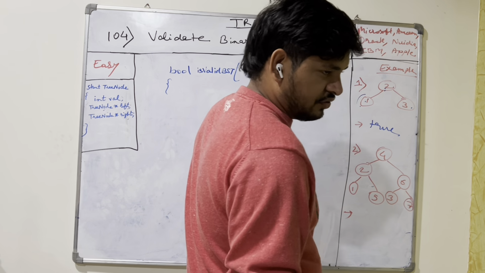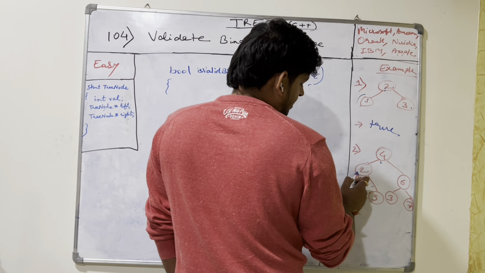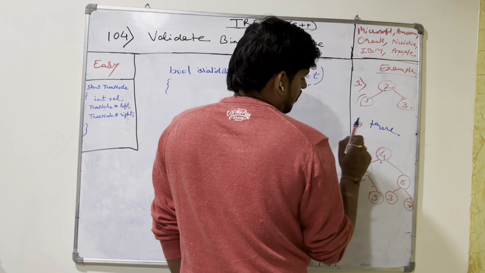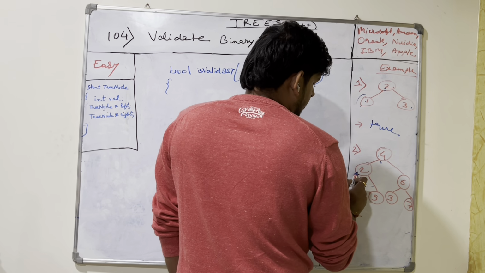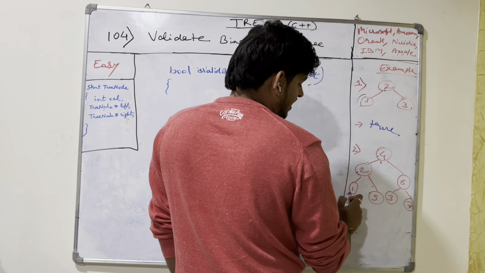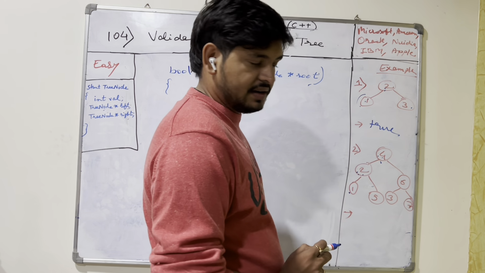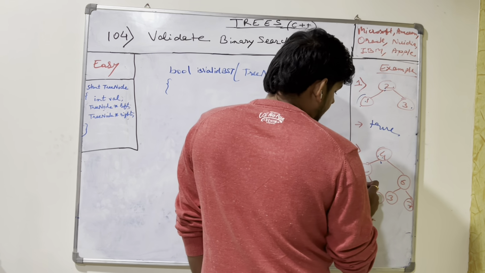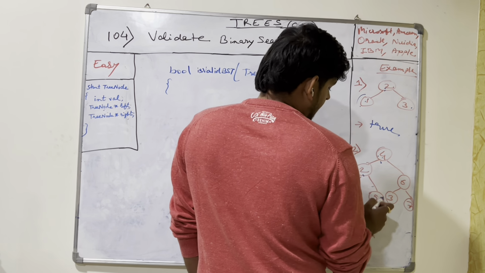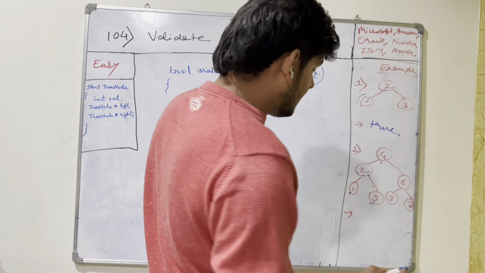Now this one, second question. Here 4, 4's left is 2. 2 is less than 4, satisfied. 2's left is 1, which is again less than 2, and 1 is also less than 4. Right? Now we go to 2's right. Because we don't have anything on the left here, this is null, so we go right. 2's right is 5. 5 is greater than 2, which is correct.